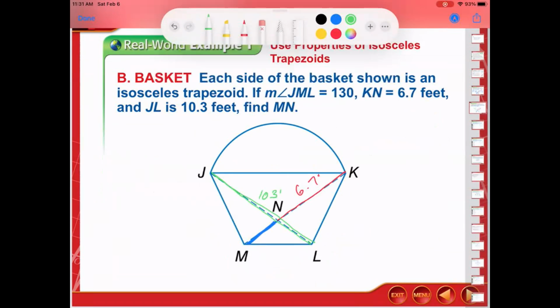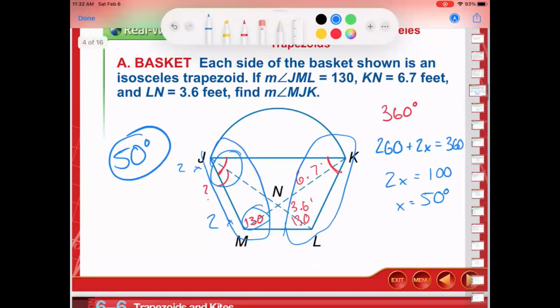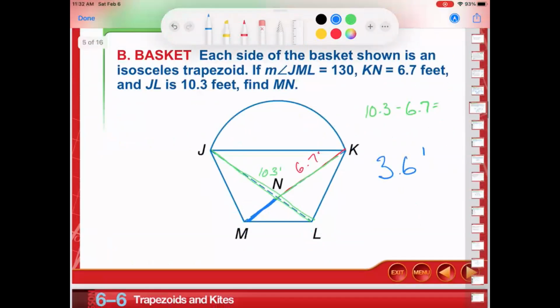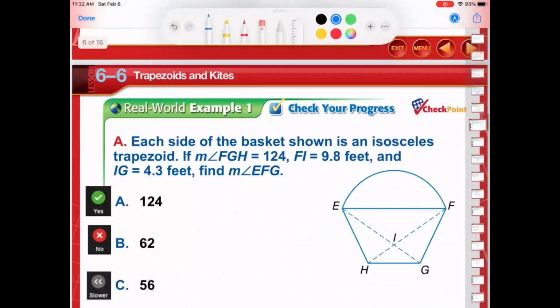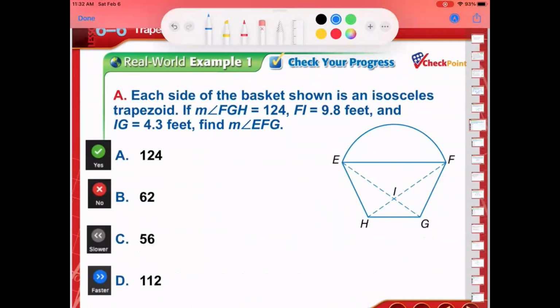So essentially, we're taking the whole diagonal, which is 10.3. We're going to subtract this NK section of 6.7, and that's going to give us our remaining blue section of MN. And our final answer will be 3.6 feet, which we could have also just looked back and said, oh, look, it's 3.6 feet from the previous problem. But, whatever, fancy stuff.